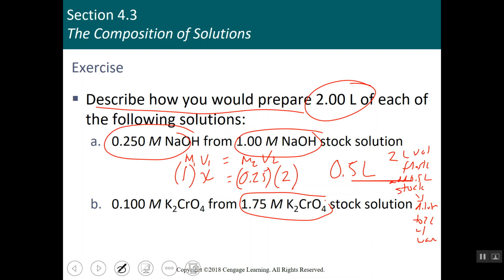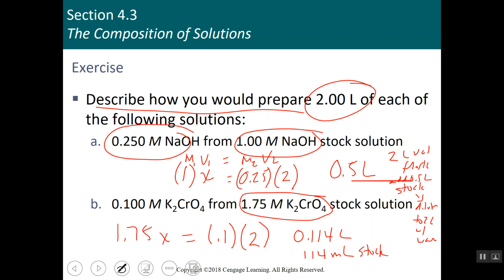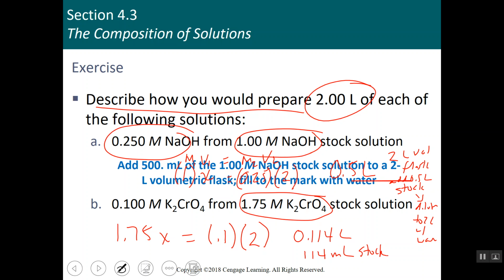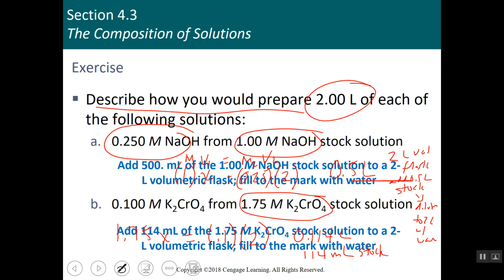Same thing here. We have a stock solution, so 1.75. How much of it do we need to make a 0.1 molar, and we want 2 liters of that? So 2 times 0.1 divided by 1.75, you need 0.114 liters, or you need 114 milliliters. So you're going to take 114 milliliters of stock, you're going to put that into your vol flask, and you're going to add enough water to get 2 liters. Okay. So 500 milliliters of 1 molar and 114 mils of the other.